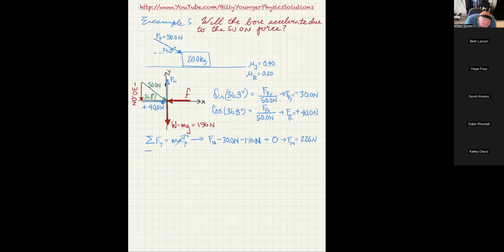So we have that. Now I do the summation of forces in the x direction equals mass times acceleration in the x direction. But again, no subscript necessary on the a. Now the forces in the x direction are, we clearly have a positive 40.0 newton force. That is the x component of F sub p. And then we also have the friction force, which is just script F, because we don't yet know whether it's sufficient to overcome the static friction.